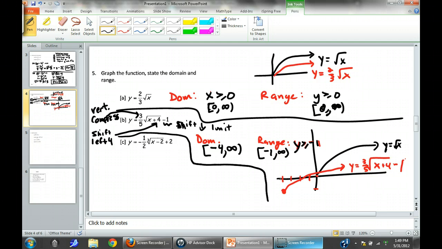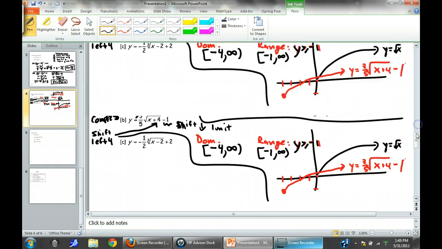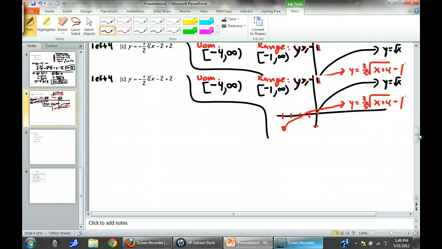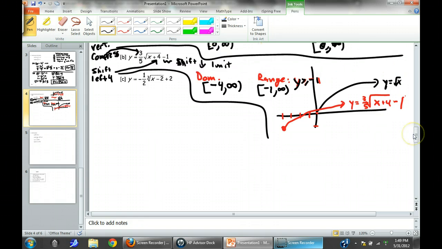And finally, the last one. We have -1/2 times the cubed root of x minus 2, and then 2 is added to that. The plus 2 is a shift up 2. The minus 2 underneath is a shift right 2 units.